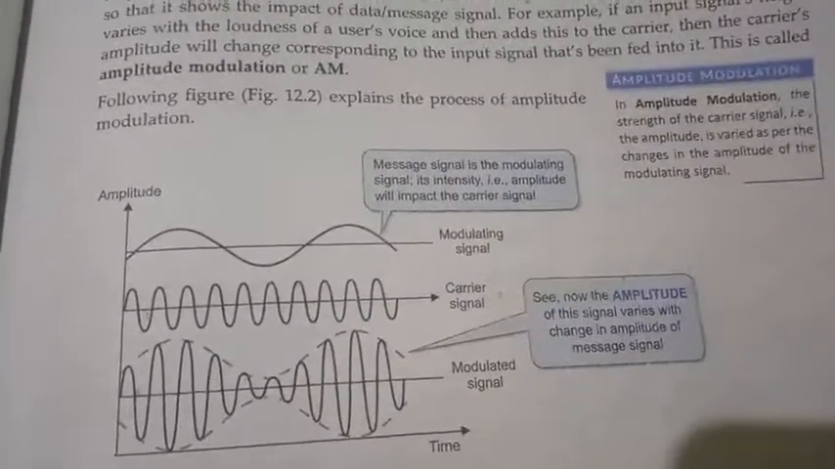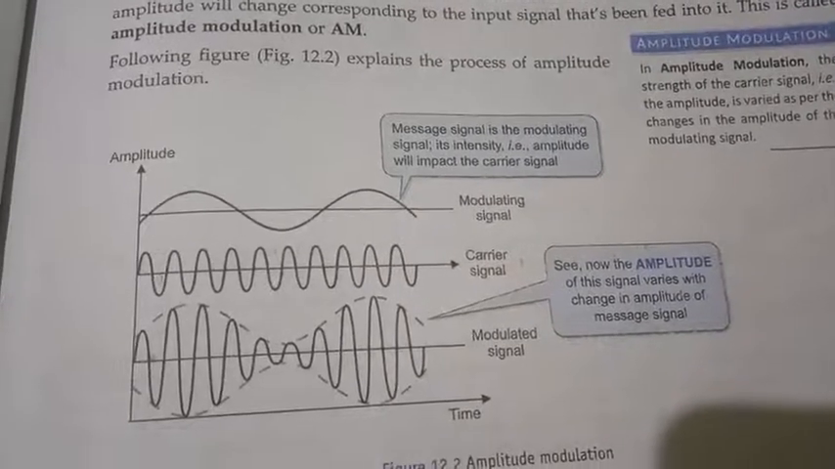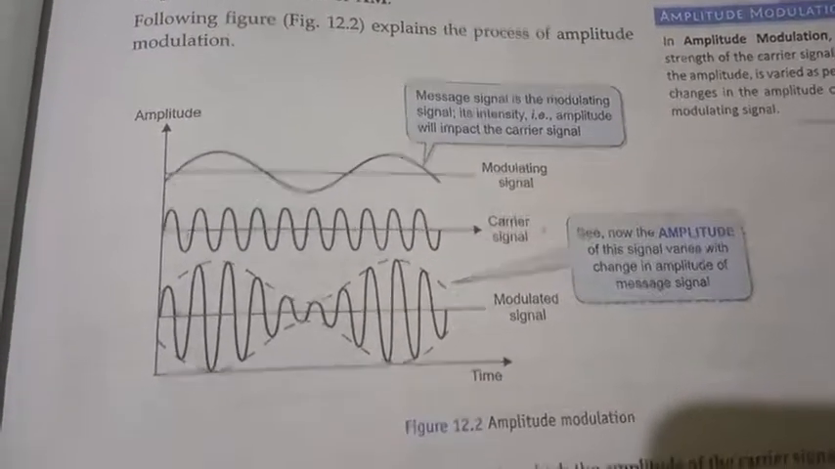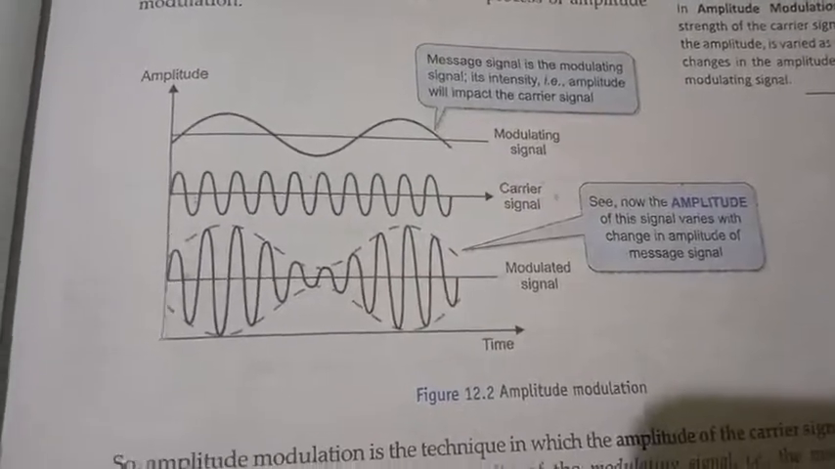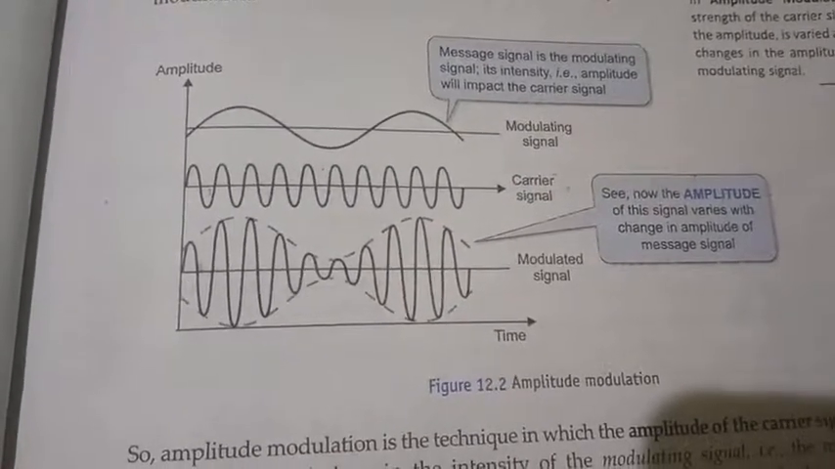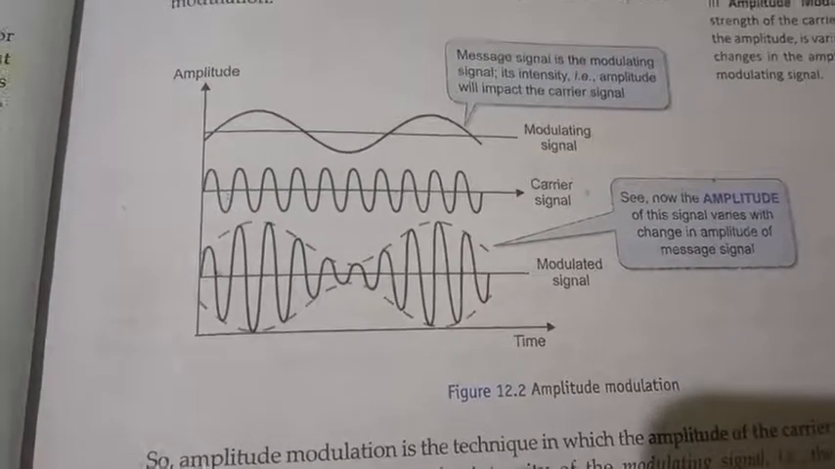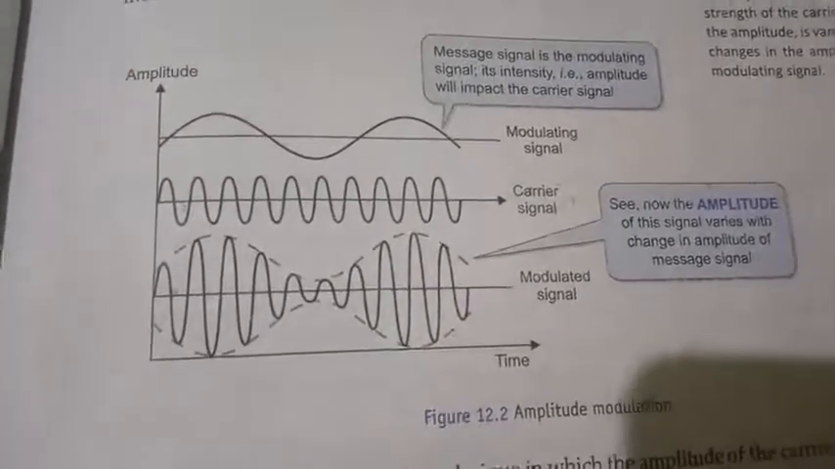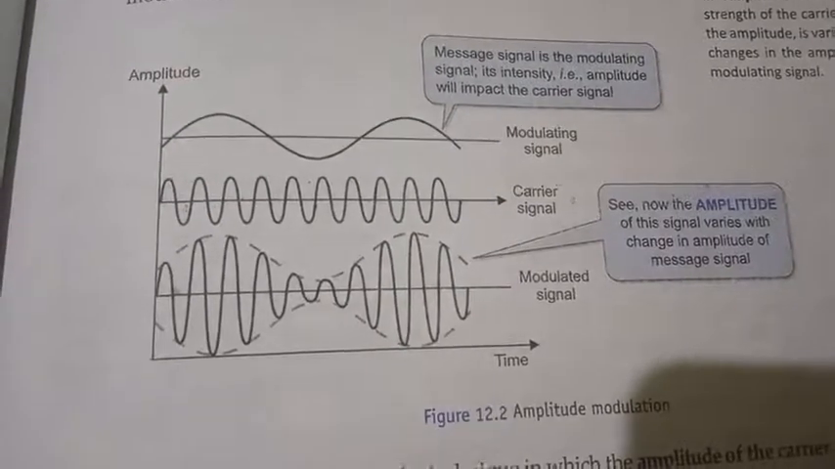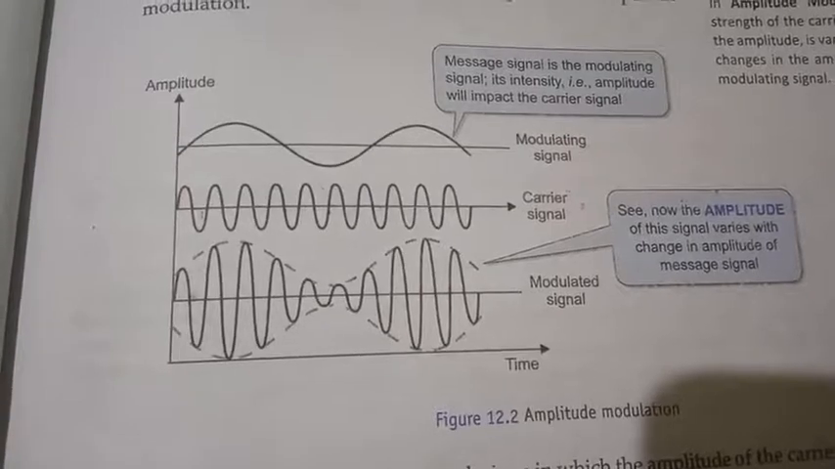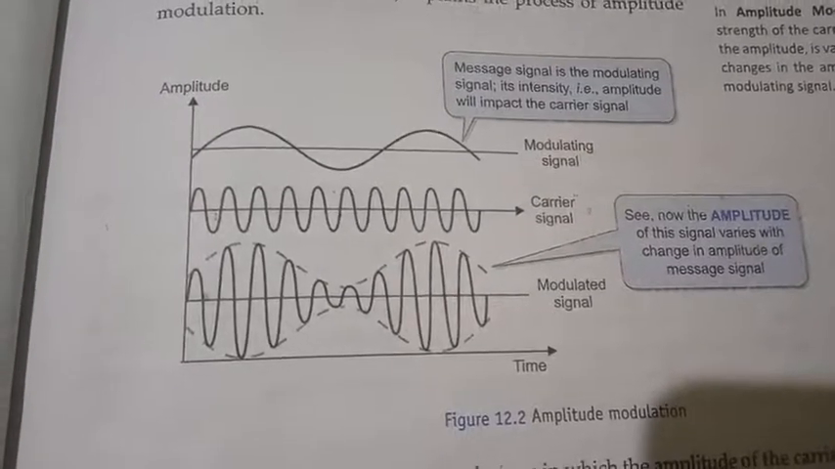We can easily explain this by using this figure. The first one is our message signal. The second one is our carrier wave. The third one is our modulated signal after amplitude modulation. How does amplitude modulation work? Look at this figure. Here the carrier wave is changed according to the modulating signal.